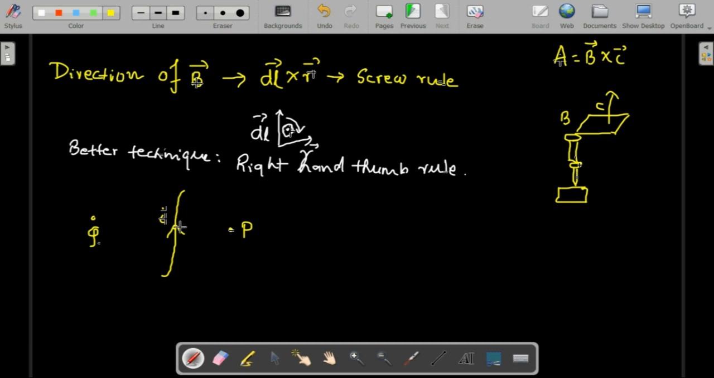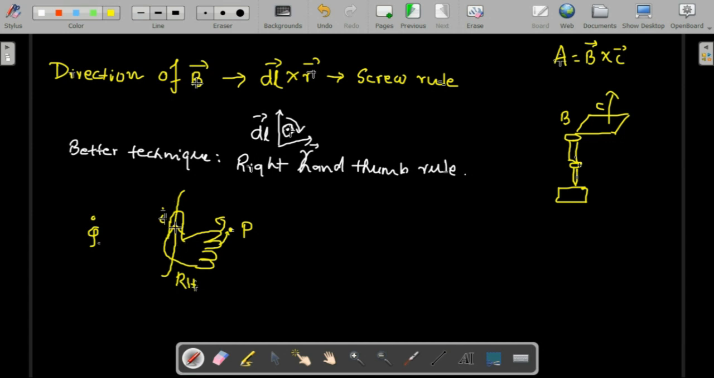Now this is a bit difficult to show on screen, but you take the thumb of your right hand, and then you take your other fingers. Not that good at drawing, but let's see. We put the finger towards this P and curl our finger, and we see in which direction my fingers are getting curled. This is my right hand, not the left hand.